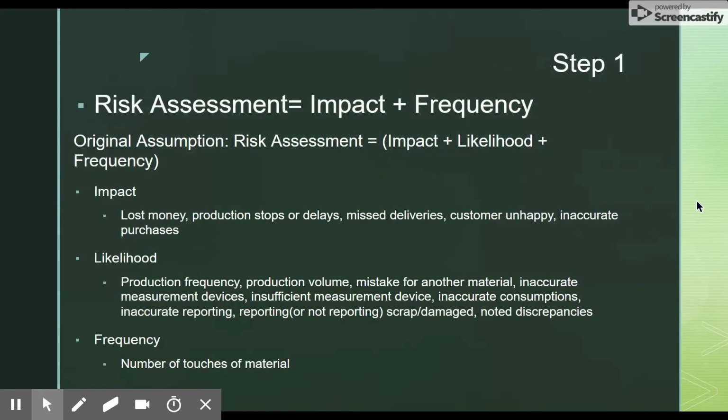When we first started looking at the risk assessment piece, we thought that we wanted to look at the impact, the likelihood, and the frequency that could play into account. For impact, that means the lost money, production delays or stops, and some of the other things listed there. Likelihood is volume, mistake for another material, inaccurate reporting, many of those things. Frequency is just the number of times that the material is touched. We later ended up refining our equation to that top equation right there that says risk assessment equals impact plus frequency.